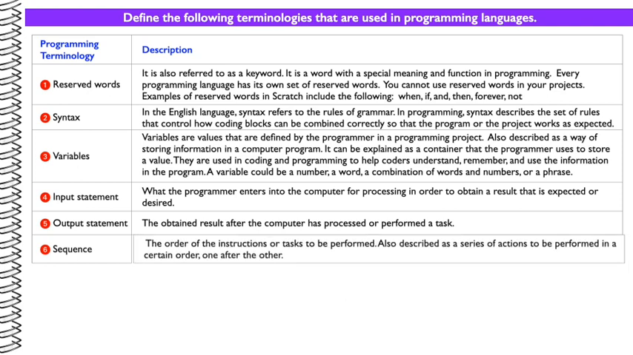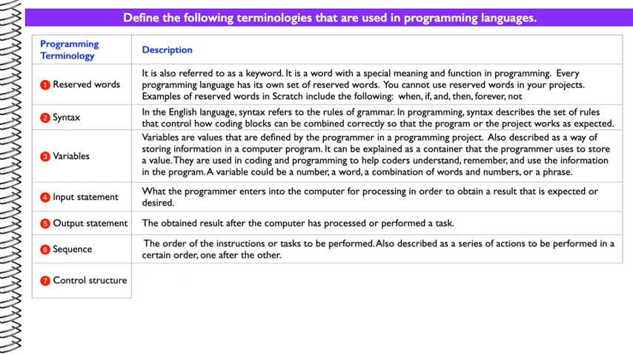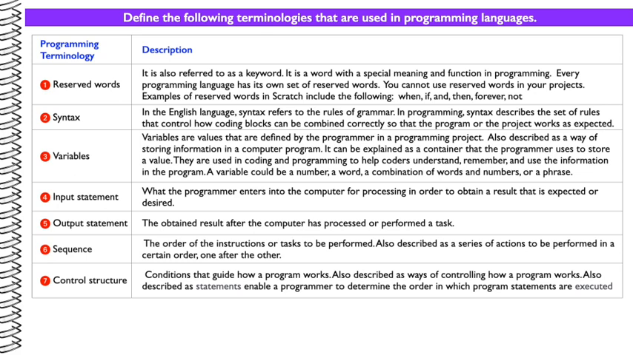6. Sequence. The order of the instructions or tasks to be performed, also described as a series of actions to be performed in a certain order, one after the other. 7. Control structure. Conditions that guide how a program works, also described as ways of controlling how a program works, also described as statements that enable a programmer to determine the order in which program statements are executed.